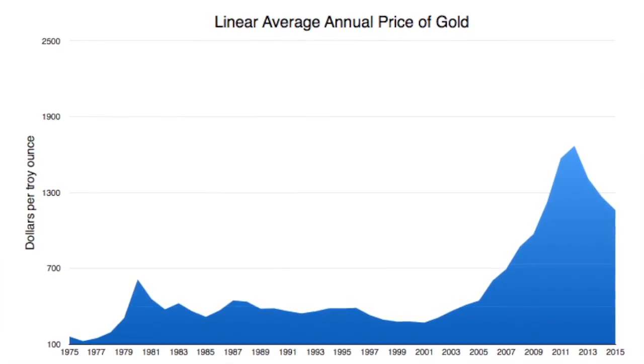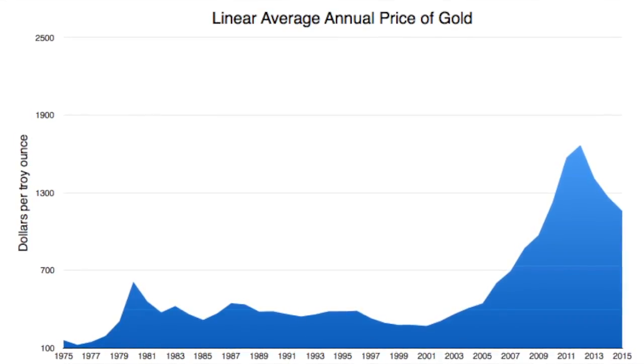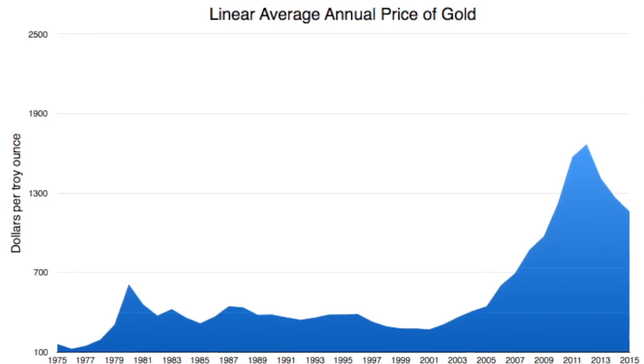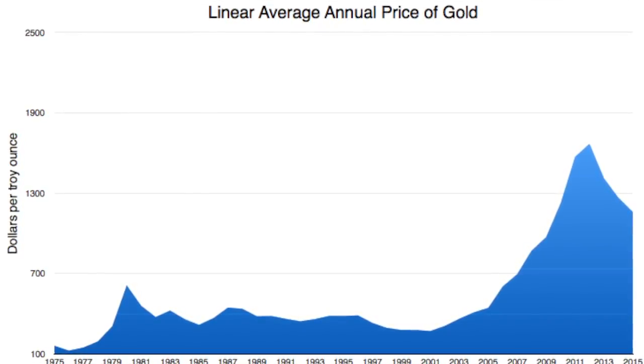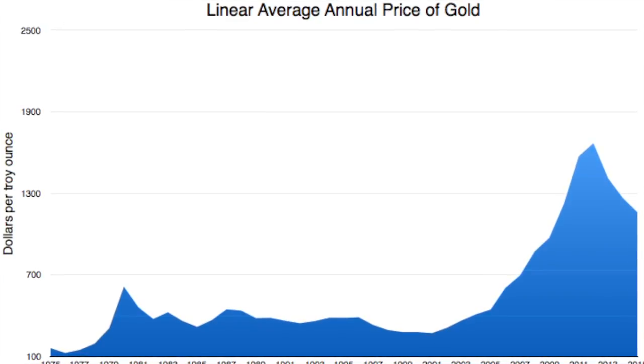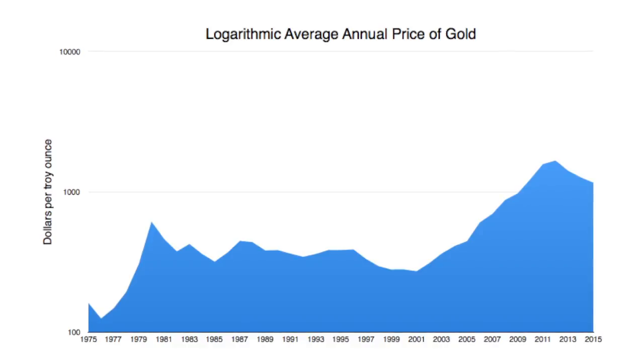But actually, now I'm going to bring up the log chart for that. Annual gold, let's have a look. Annual gold log. So here we go. There's the logarithmic average annual gold price. So that puts things a little bit into perspective. You can see that the move in the mid 70s to 1980 was a lot steeper than the move we had from 2001 to 2011.